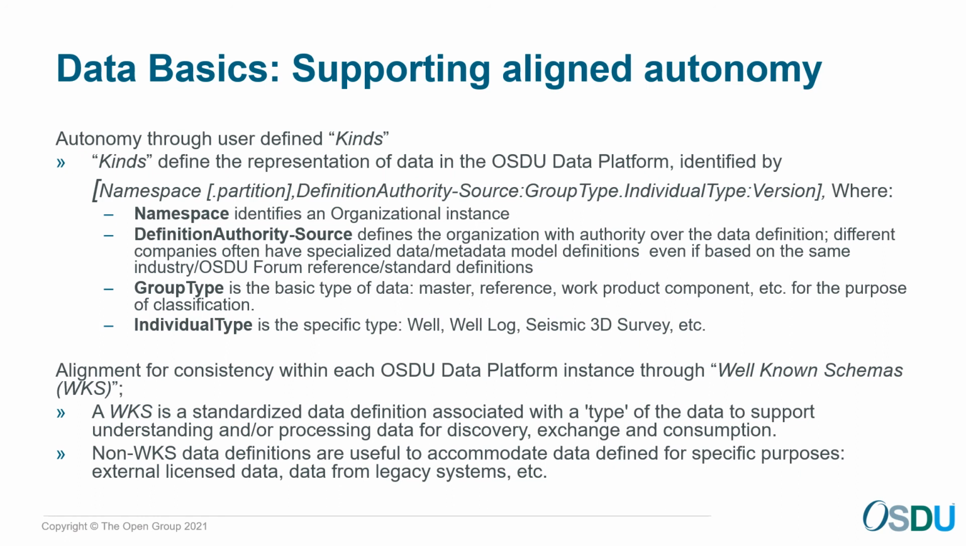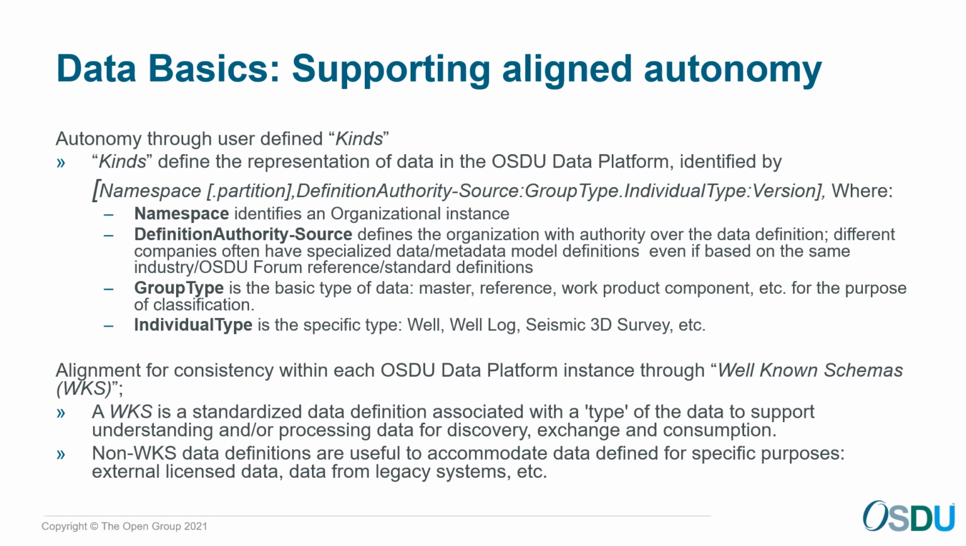The next element describes the type of data and can be composed of two parts. A group type that can be used in the classification of data, such as master data, reference data, or transactional data, and an individual type which relates to the business entity that is being described, such as well logs, seismic surveys, etc. The next element, definition authority-source, indicates the defining authority for the schema, which can either be the producing entity of the content or refer to a standards body if this is the source of the definition.